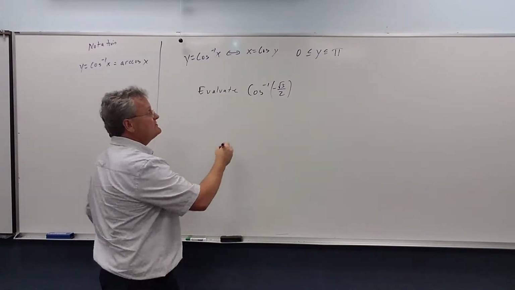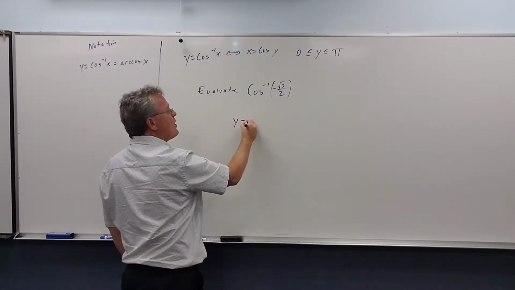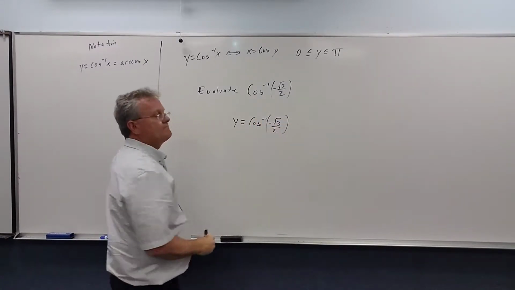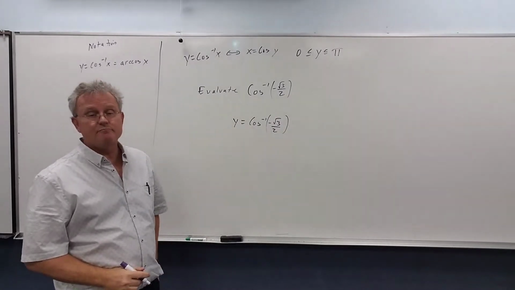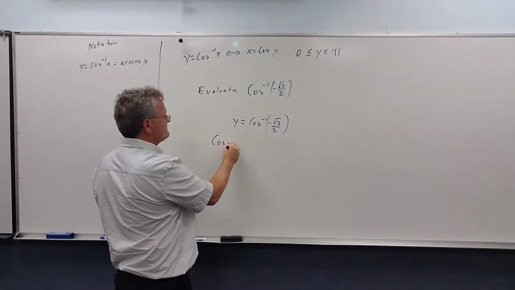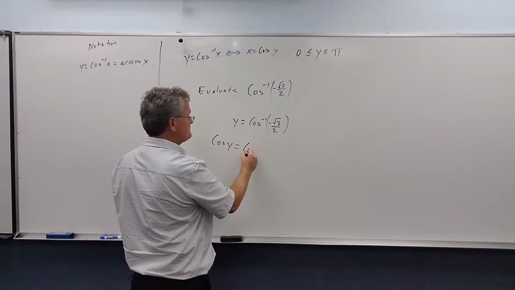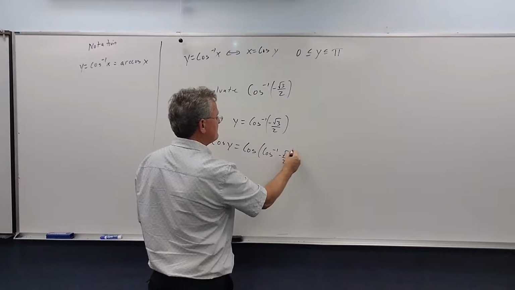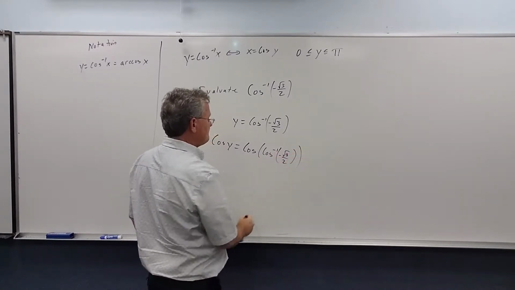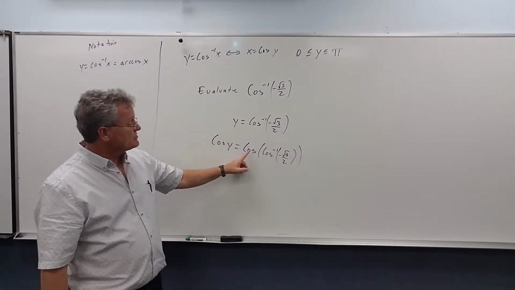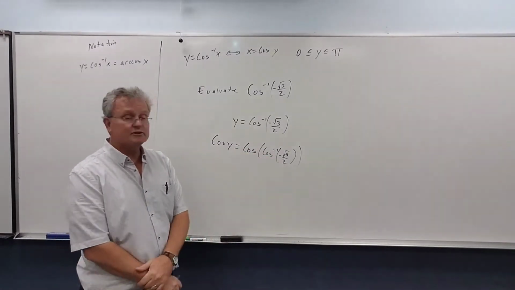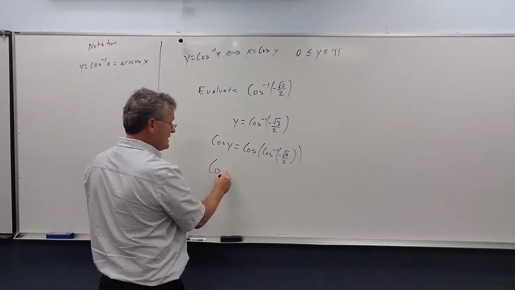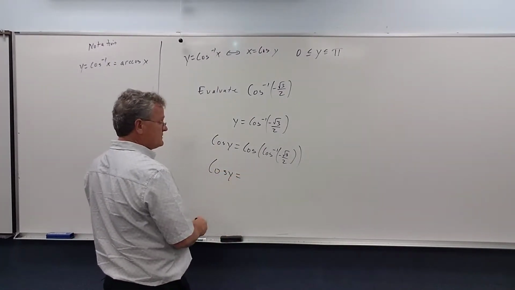All right, so the first thing I like to do is whatever this is, let's call it y. Then we take the cosine of both sides, just like we did in the previous videos. Why did we do that? Because the cosine of inverse cosine minus root 3 over 2 is just minus root 3 over 2 by the nature of inverse functions.